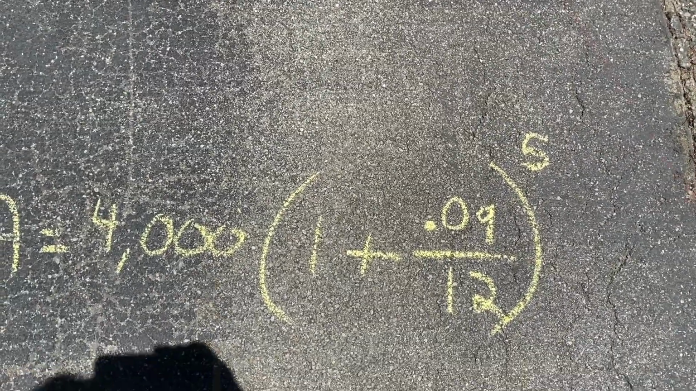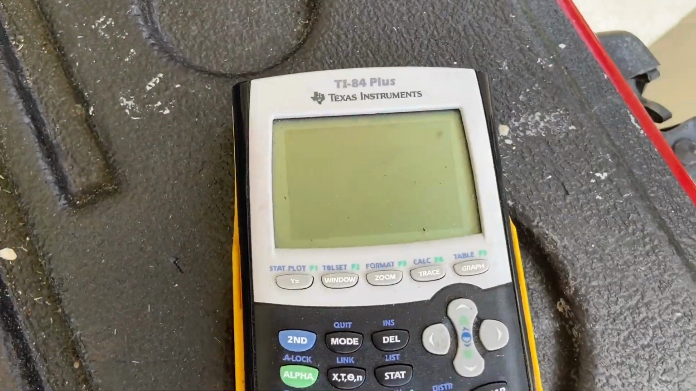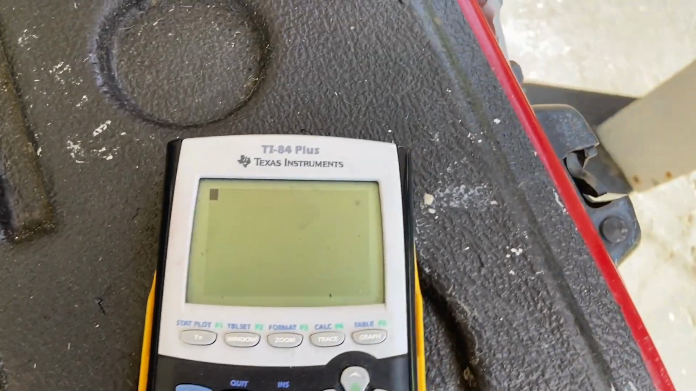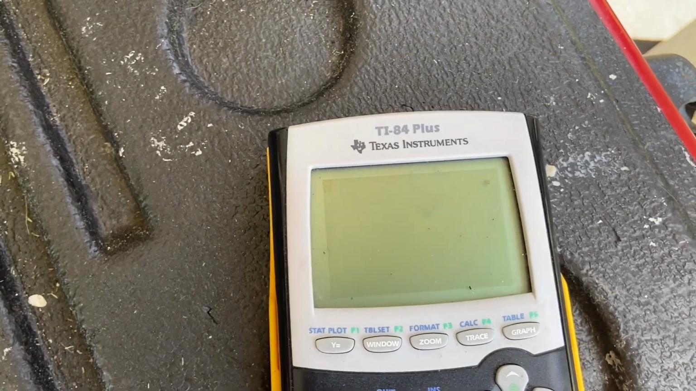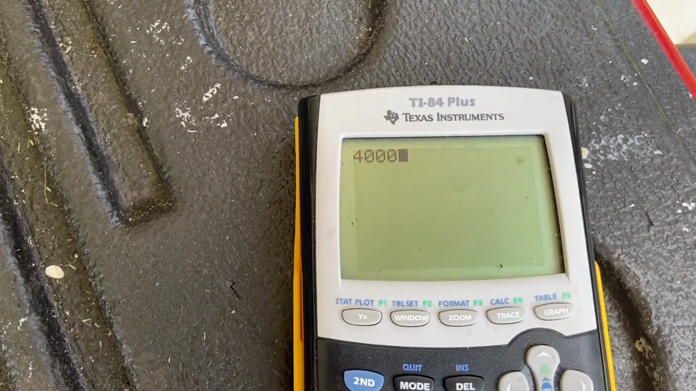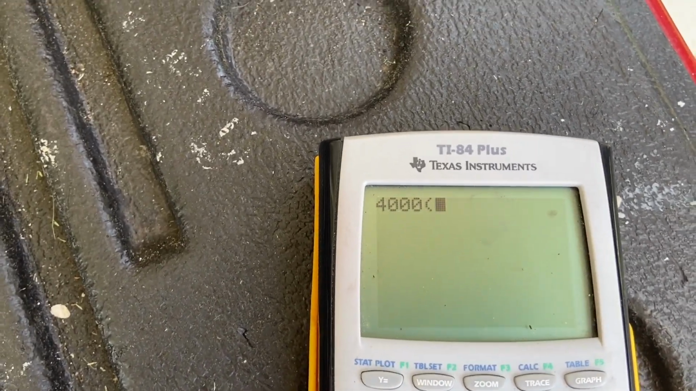Let me get it to a new spot and I'll show you that. Okay, so when you put this into your calculator, you want to do it all at once. You don't want to do it piece by piece. You end up making mistakes. All right, so the formula, our initial amount was 4,000.